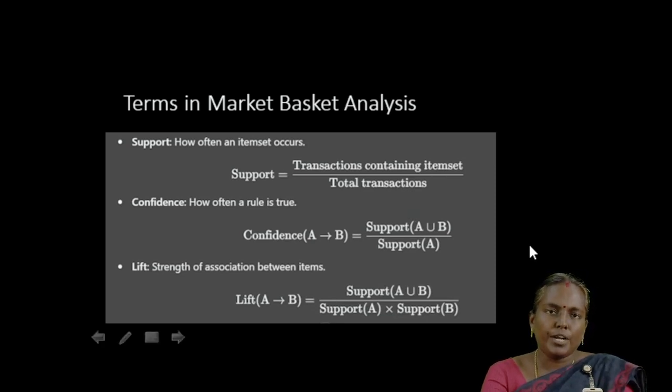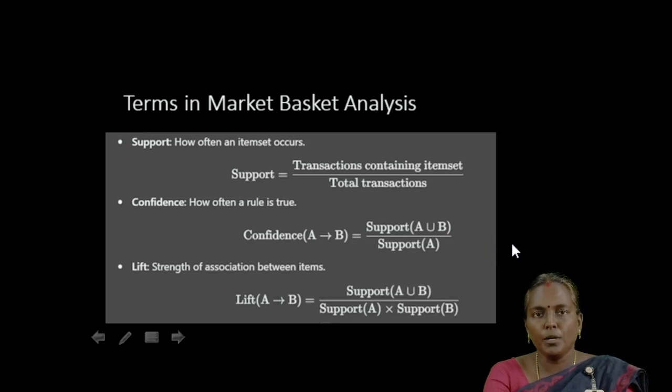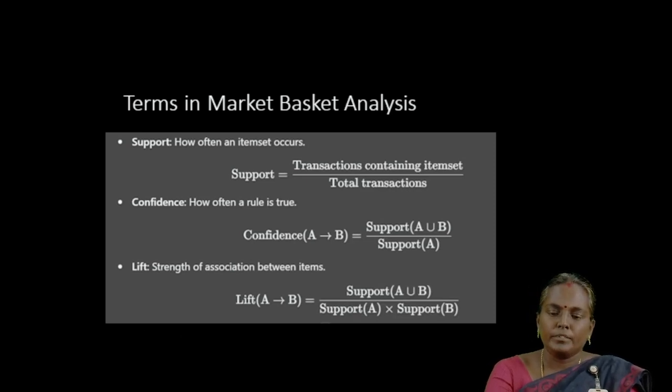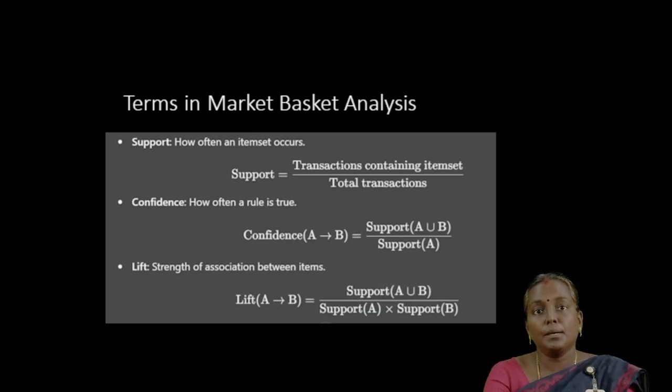And then we have to find the confidence of this purchase. To find the confidence, we have to find how often this rule will be true. The formula for calculating the confidence is: confidence of A tends to B will be equal to the support count of A with B, A union B, divided by the support of A. That is, if you are going to buy butter in a transaction, then we are going to find whether some other item is related with the buying pattern of butter. That is set as the confidence value.